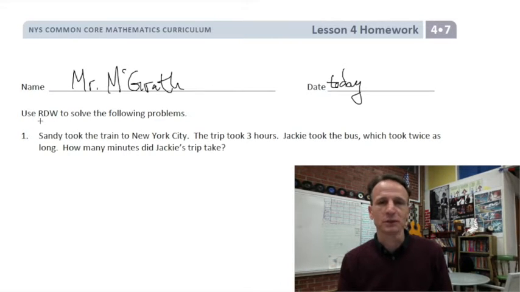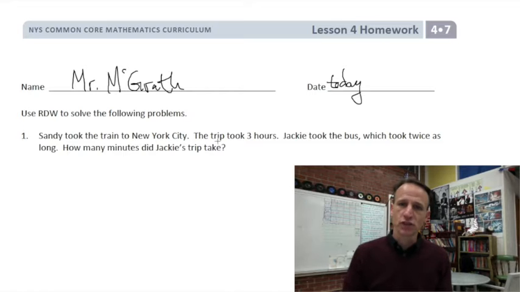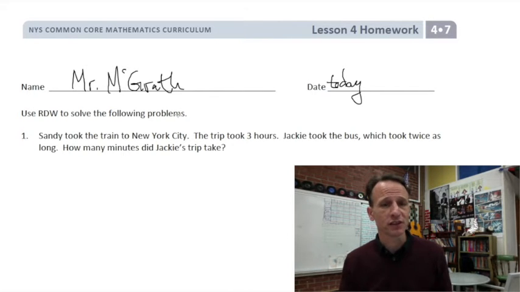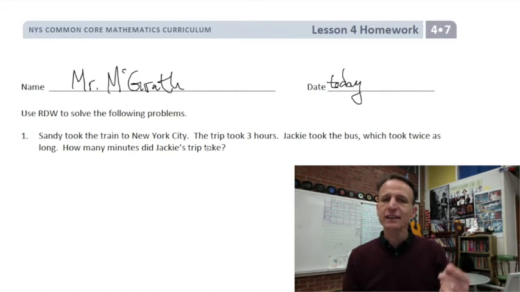Use Read, Draw, Write to solve the following problems. Let's do it. Sandy took the train to New York City. The trip took 3 hours. Jackie took the bus, which took twice as long. How many minutes did Jackie's trip take?